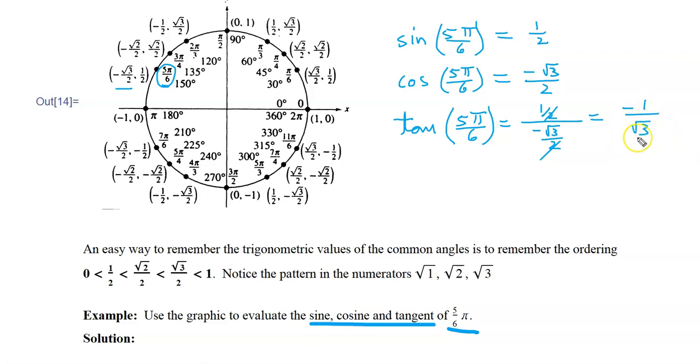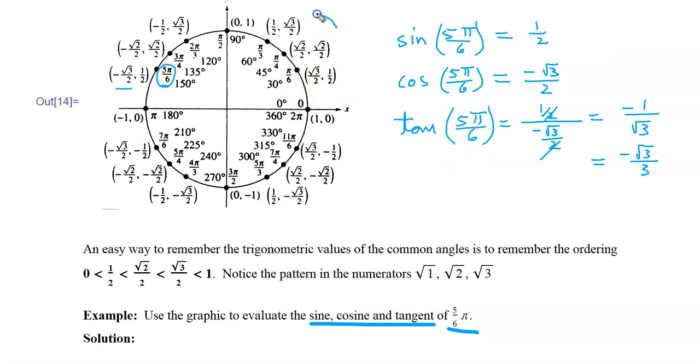And if you want to remove the radical from the denominator, you could multiply top and bottom by the square root of 3 to get negative root 3 over 3, if you want to rationalize that denominator. Now suppose you didn't have this unit circle diagram in front of you and you still wanted to evaluate sine, cosine, tangent of 5 pi over 6. How can you remember what those values are?